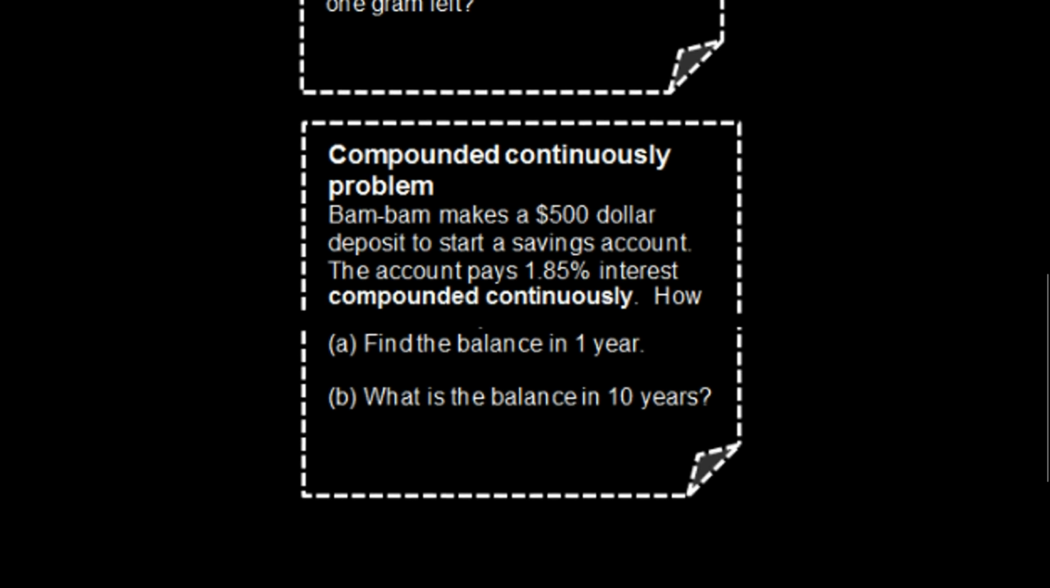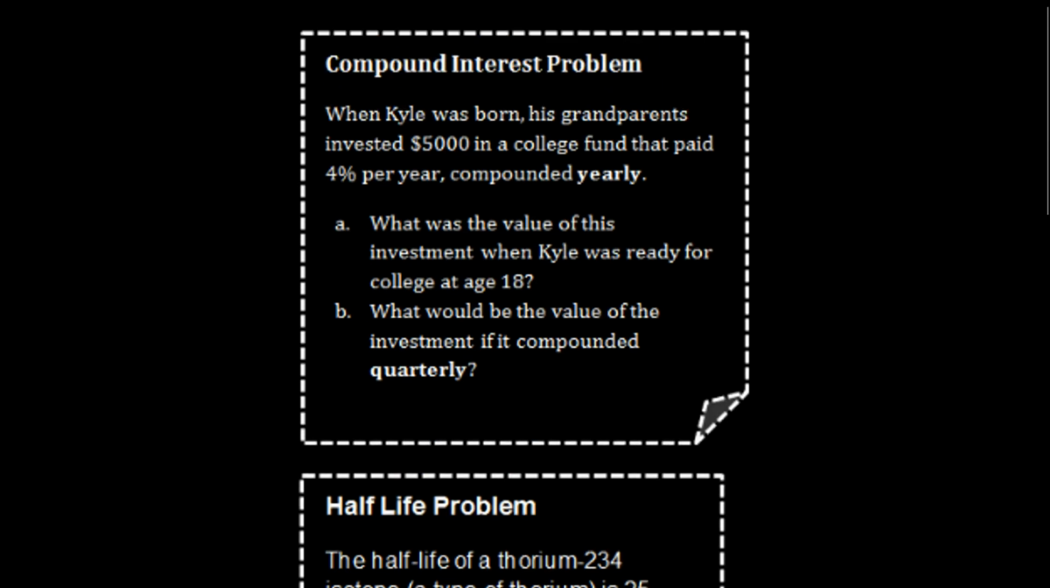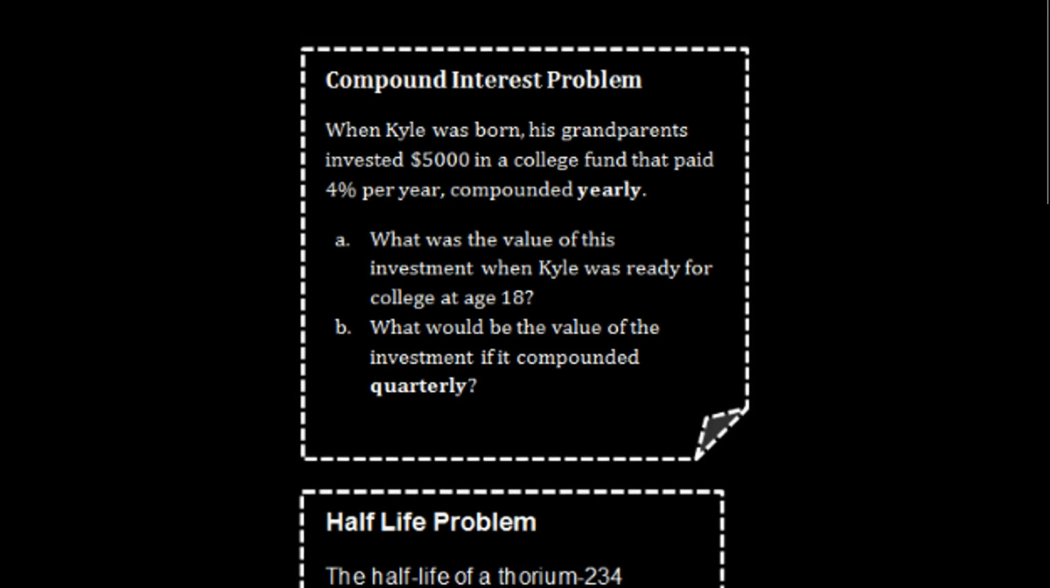Now, which one of these do we think involves E? Which one did I say involves E? Which type? Compounding interest, half-life, or compounding continuously? We learned that we use E most of the time in the real world when we're being asked to compound continuously. So that last type of word problem is where we're going to be using E. The first one, however, is just compounding interest.